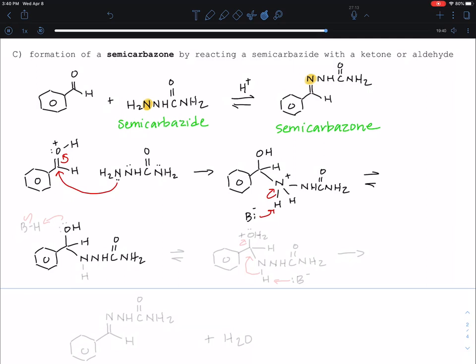But I've also regenerated my acid, haven't I? So I'm going to stick that over here. And we're going to protonate the oxygen. What do I make? Water.